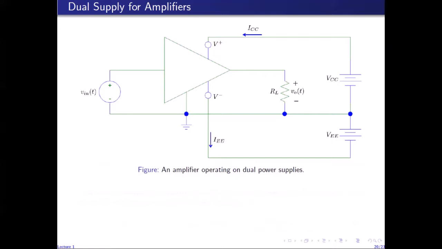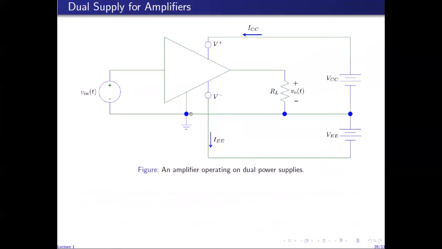Amplifiers require DC voltages for their operation, because the extra power, the extra energy that is required to amplify the source signal is actually delivered by the DC voltage sources. So most of the amplifiers operate on dual supply, on two supplies, such as the one shown here. So in this circuit, we have an amplifier which is loaded by the resistor RL, excited by the source Vin, and it is biased by two voltage sources, VCC and VEE.